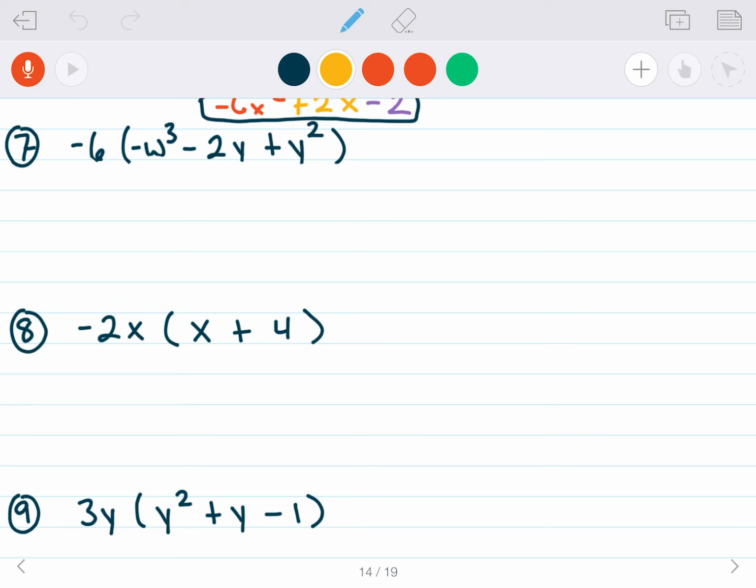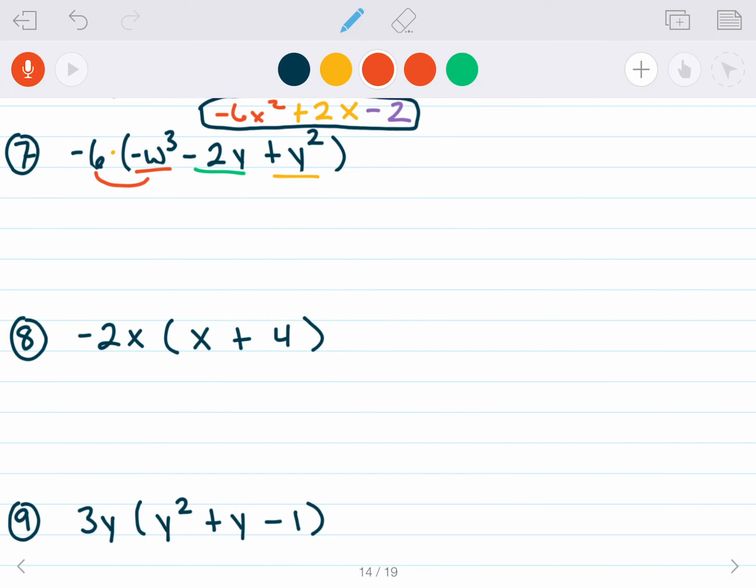Okay, so in this number 7, we have a number that's being multiplied on the outside to 3 terms on the inside. So we have negative w to the third, negative 2y, and positive y squared. So let's go ahead and do the distribution. First the red, we have negative 6 times negative w to the third. Then for the green, we have negative 6 times negative 2y. And for the yellow, we have negative 6 times positive y squared.